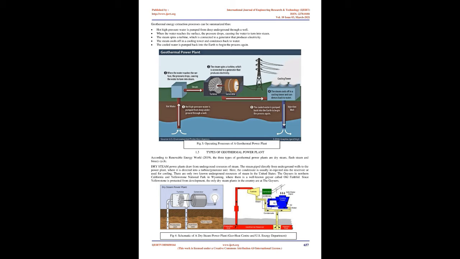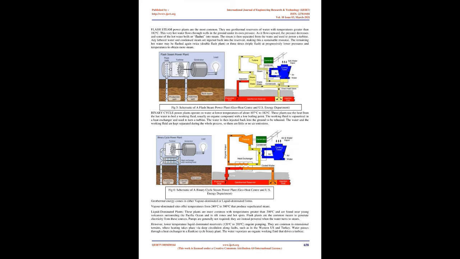Types of geothermal power plant. According to Renewable Energy World, 2019, the three types of geothermal power plants are dry steam, flash steam, and binary cycle. Flash steam power plants are the most common. They use geothermal reservoirs of water with temperatures greater than 180 C.